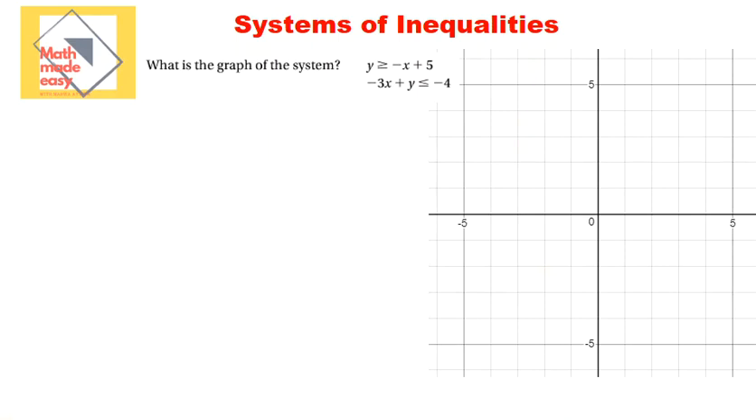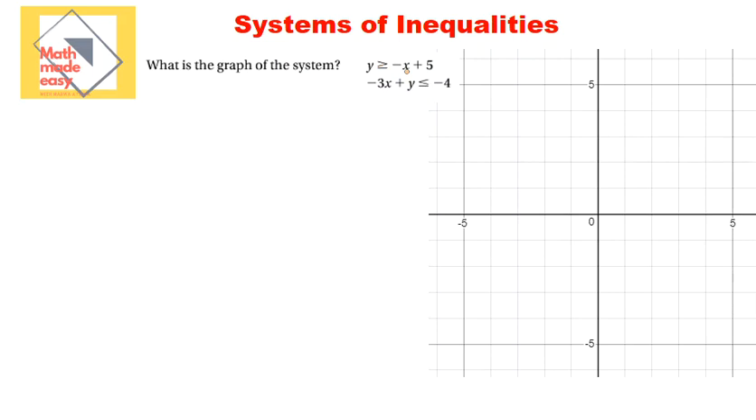So let's look at our first example here. It says, what is the graph of the system of inequalities? And we have 2 inequalities: y greater than or equal to negative x plus 5, and negative 3x plus y is less than or equal to negative 4.